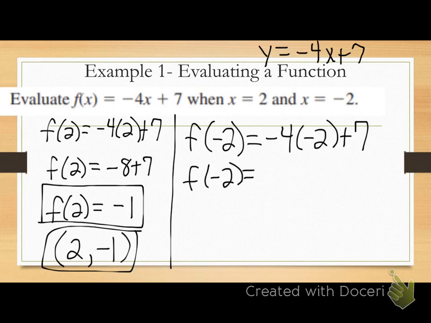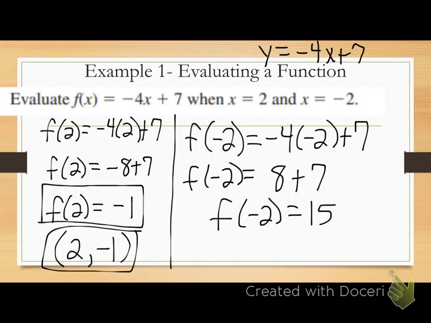What's -4 times -2? +8. What's 8 plus 7? 15. So in this case, what would my ordered pair be? -2 and 15. -2 comma 15. There you go.